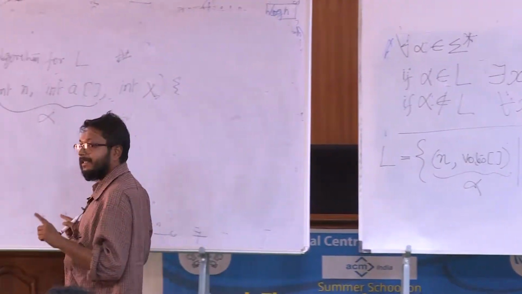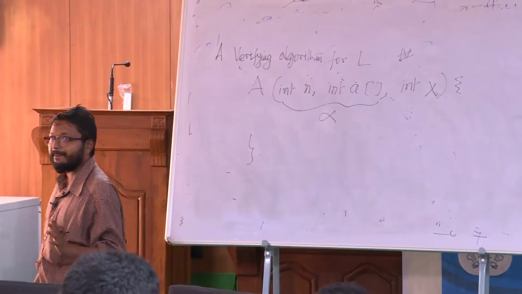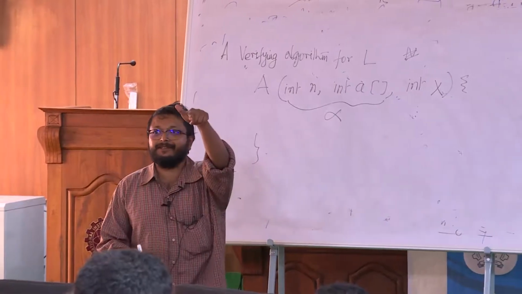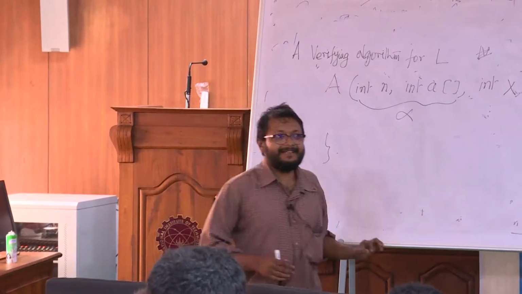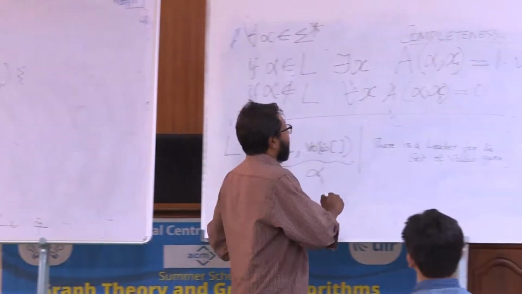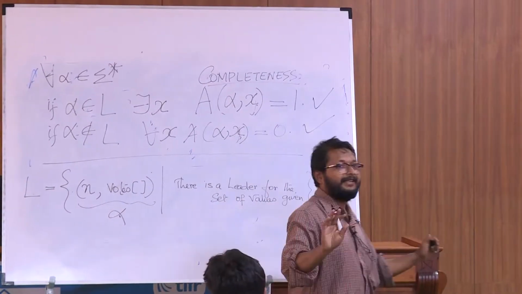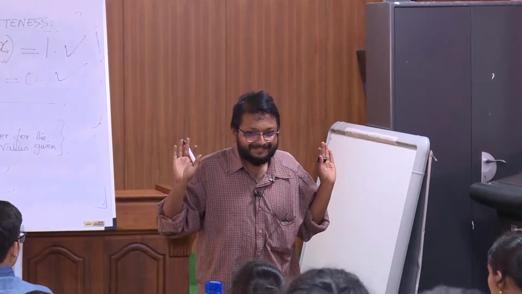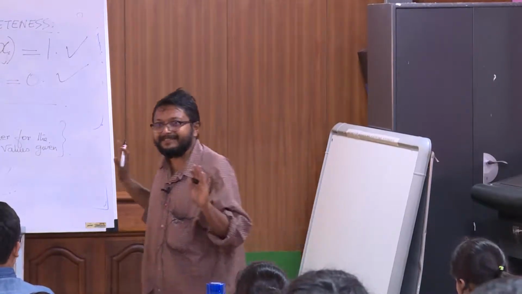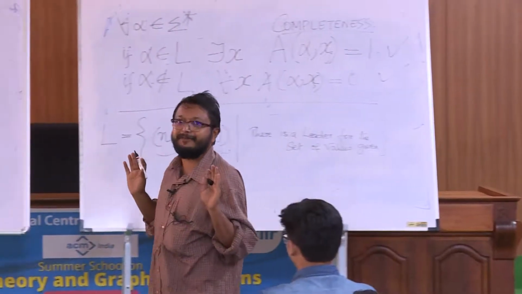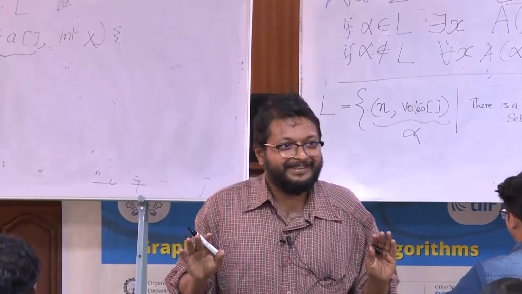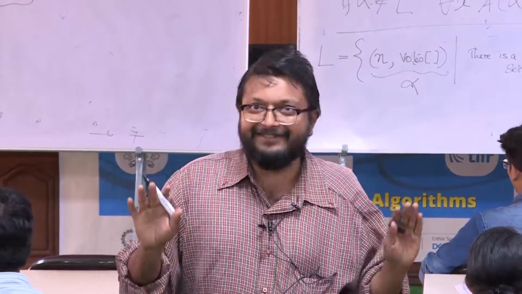Will your algorithm satisfy condition number 2? Yes, because if alpha doesn't get n by 2 votes, you will send 0, right? So that condition is also satisfied. That means you have already designed a verifier for the leader election problem. Now this is a point you have to be absolutely clear about, that you have designed a verifier for the leader election problem. Take a minute to digest this.